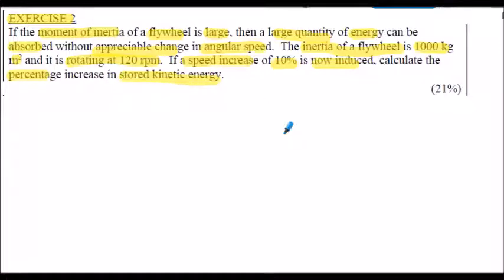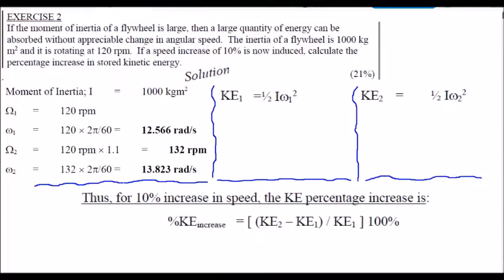So actually in this particular question, they just want us to do a calculation on change of kinetic energy. So this is kind of just warming us up, I think. So I'm going to let you do this question. If you read the information from the question, you've got a moment of inertia, symbol I, and that's 1,000 kilogram meters squared for the flywheel. We're given the angular speed, it's rotated at 120 RPM. We've got to find the change in kinetic energy if the speed is increased by 10%.